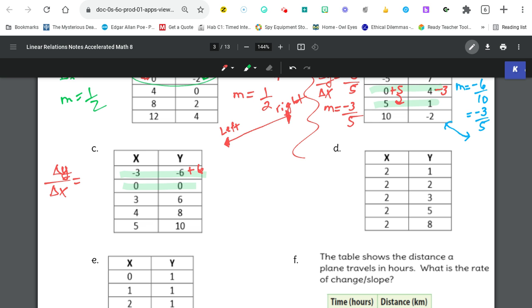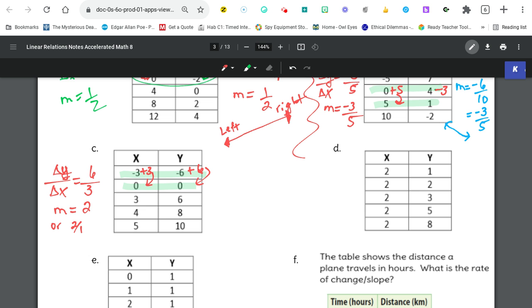So -6 plus 6 gives us 0. And -3 plus 3 also gives us 0. So here, I'm going to simplify. 6 divided by 3 is a whole number. Your slope is 2, or 2 over 1. I prefer just to write 2.